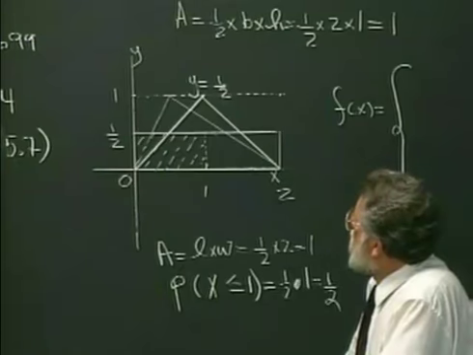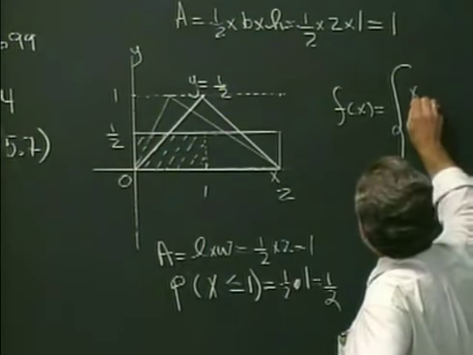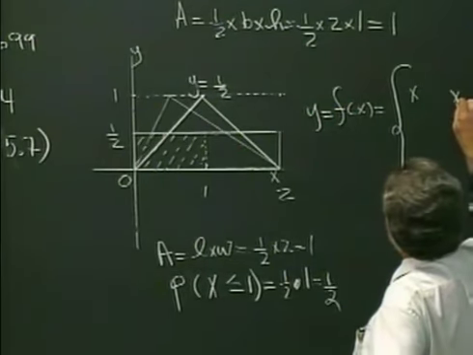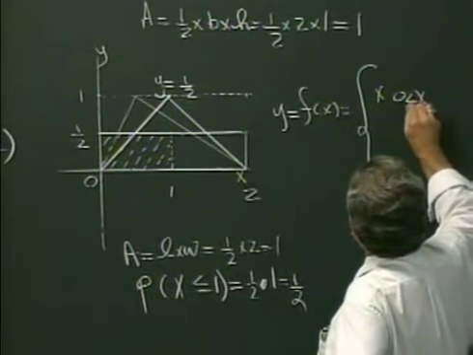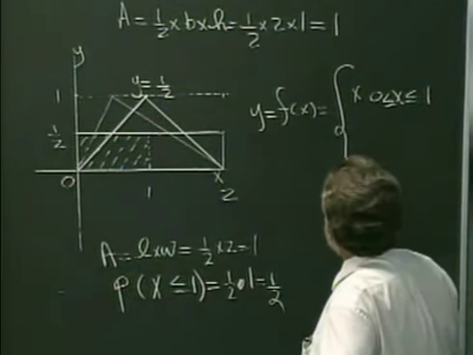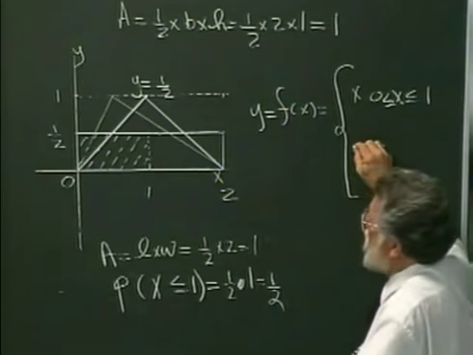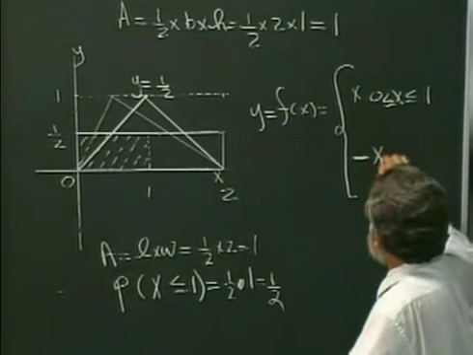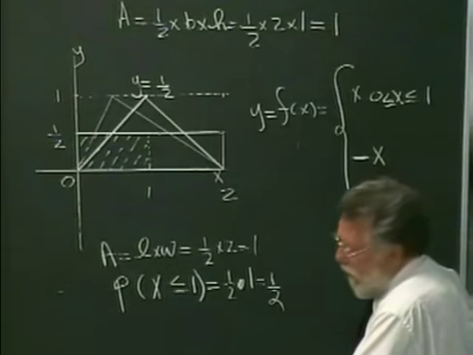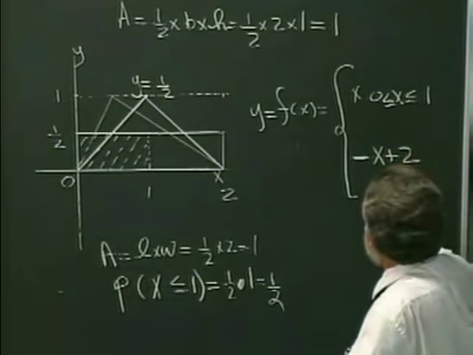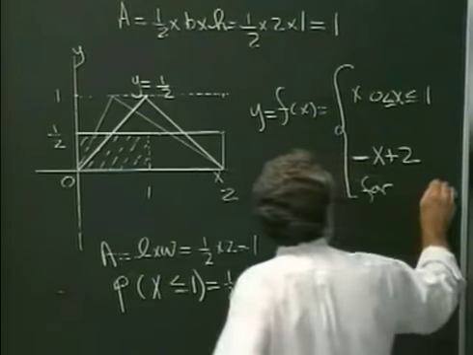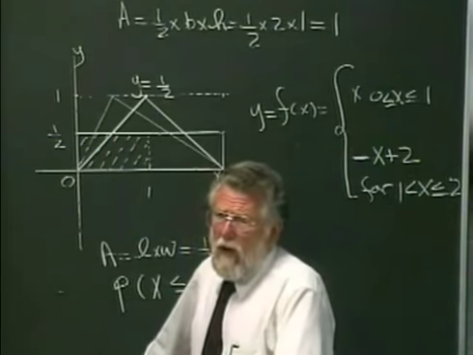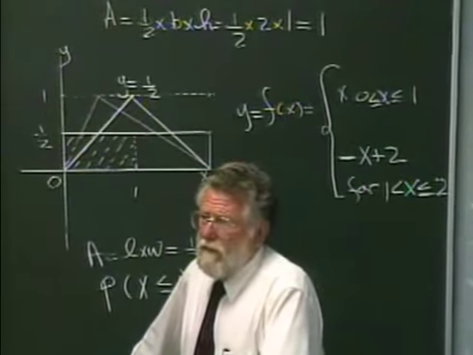Sean? 0 to 1, it would be y equals x. Okay, for 0 to 1, f of x equals x. This is y equals f of x. For x between what? 0 and 1. And it's equal to what? Okay, negative x plus what? 2. For x between what? A piecewise defined density curve.